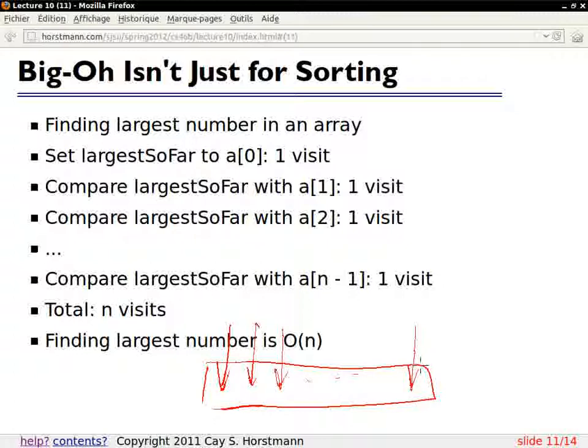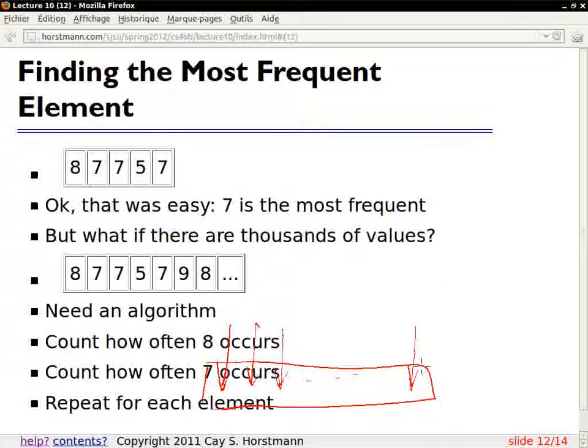If the array length is n, then that's an O of n algorithm. So anytime that you look at every element once, it's an O of n algorithm. What if you looked at every element twice? Then it would still be an O of n algorithm, because then the number of visits is 2n, but the constant factor, the coefficient, doesn't matter. So anytime that you look at an element once or twice or three times, it's an O of n algorithm.